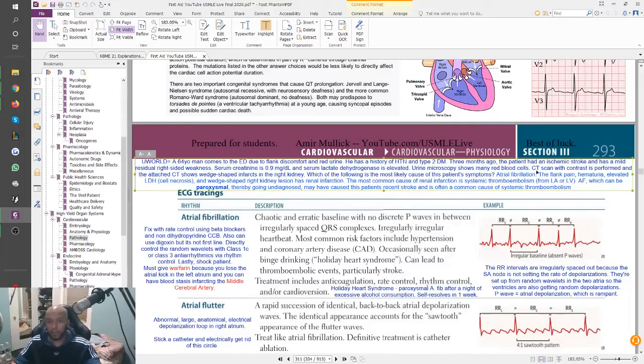Urine microscopy shows many red blood cells. A CT scan is performed, and it shows wedge-shaped infarcts in the right kidney. Which of the following is the most likely cause of this patient's symptoms? And the answer was atrial fibrillation. He's having arrhythmias, right? Flank pain, hematuria, elevated LDH, and a wedge-shaped right kidney lesion mean renal infarction. The most common cause of renal infarction is systemic thromboembolism, either from the left atrium or ventricle. Atrial fibrillation, which can be paroxysmal and thereby go undiagnosed, may have caused this patient's recent stroke and is a common cause of systemic thromboembolism.